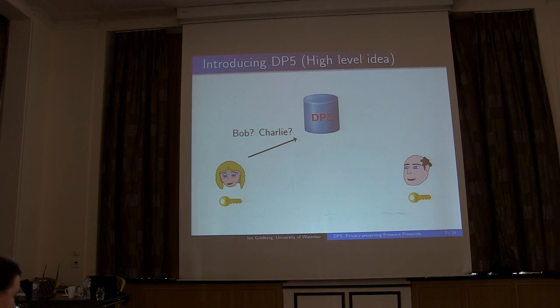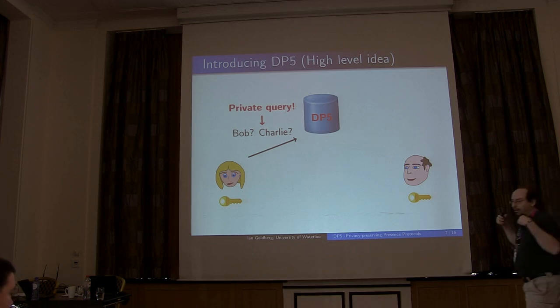So how do we do this? This query here has to be a private query. Alice has to be able to ask the server for a particular record without revealing to the server what record she asked for. Okay? And this, of course, seems impossible. Who thinks it's impossible? Great. We'll get to that in just a minute.